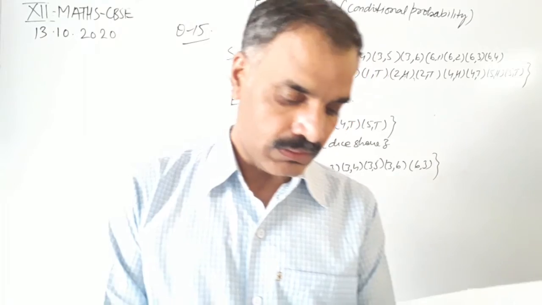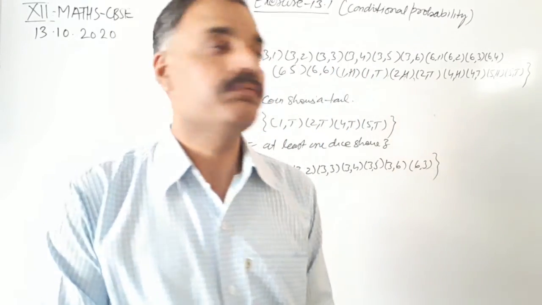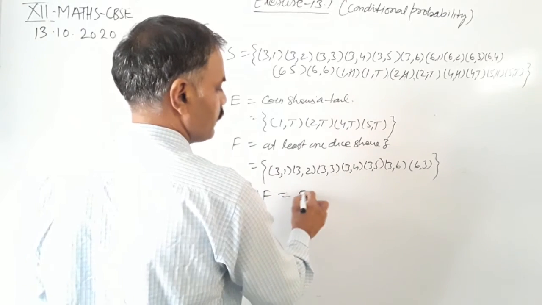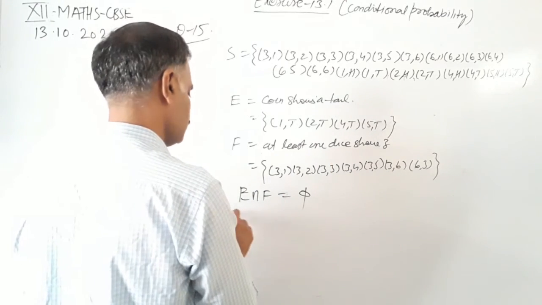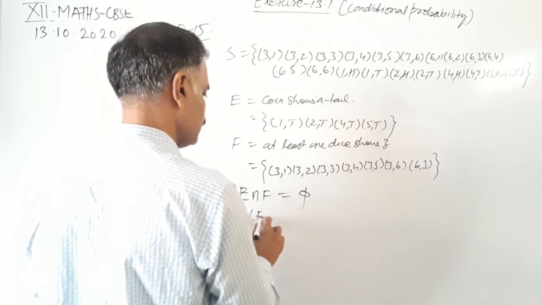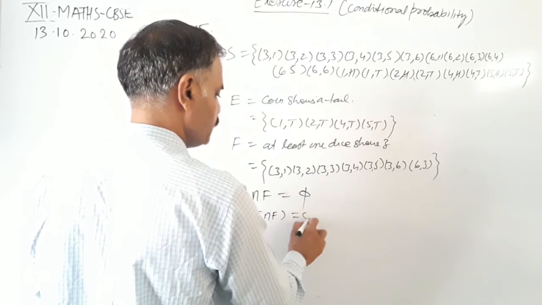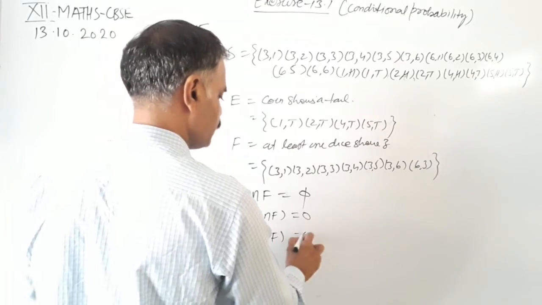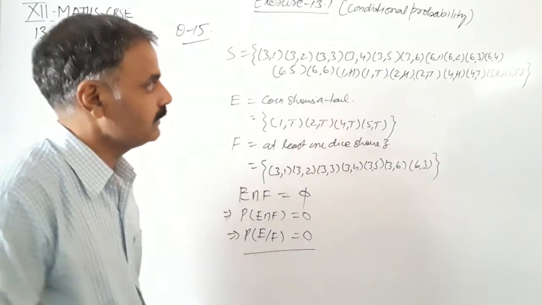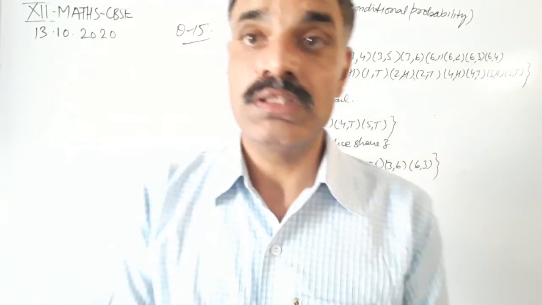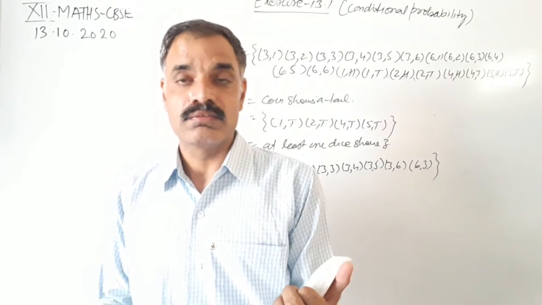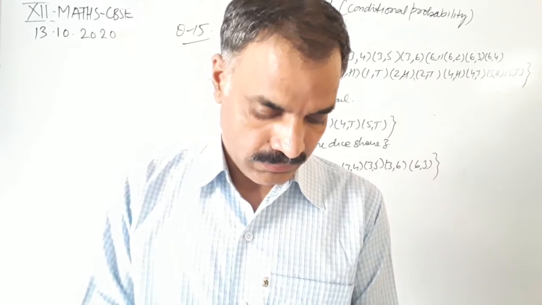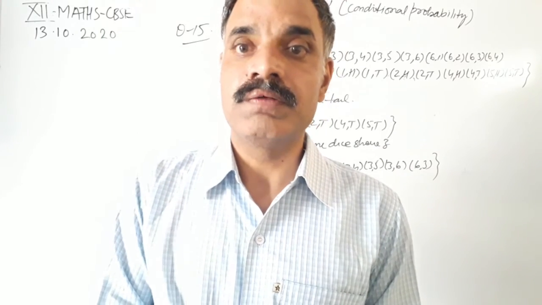So what is the conditional probability? Here we can see that E intersection F is empty, there is no common element. So the probability of E intersection F is 0, which implies that the probability of E given F is also 0. So the conditional probability is 0. This was question number 15.